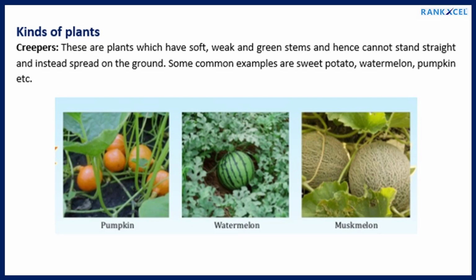There are two other kinds of plants which are creepers. These are plants which have soft, weakened green stems and hence cannot stand straight and instead spread on the ground. Some common examples are sweet potato, watermelon, pumpkin, etc.